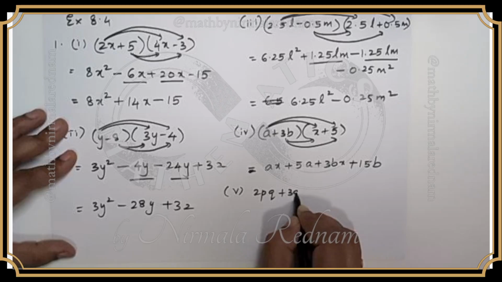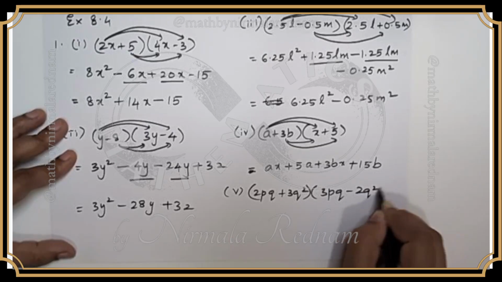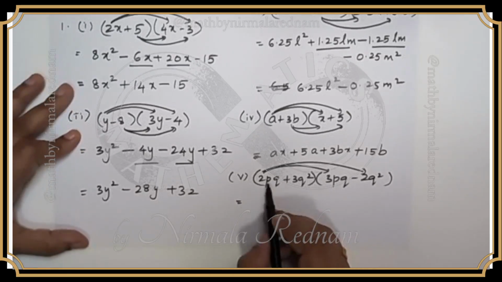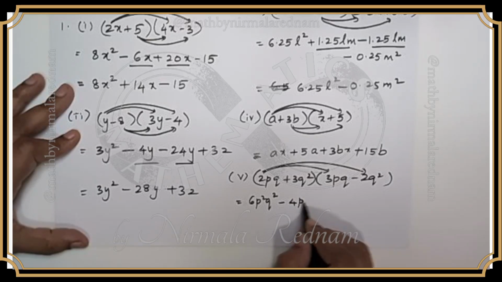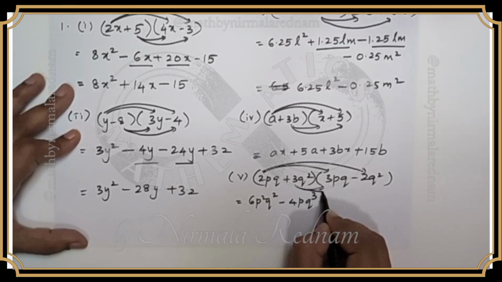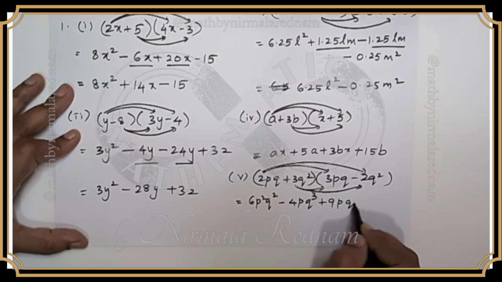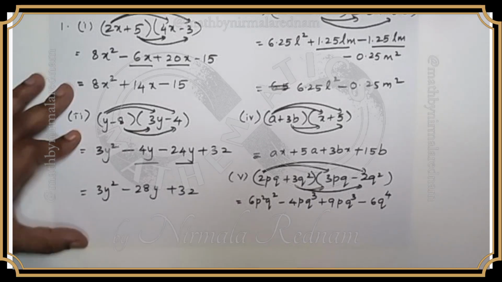2pq plus 3q square into 3pq minus 2q square. Now, this is nothing but 6p square q square, right? And then minus 4pq cube, right? And now the second term. Come to the second term. 3 into 3 is 9. I have 1p and 3 q's, so 9pq cube. And then I have minus q power 4. 3 into minus 2 is minus 6. So minus 6q power 4.